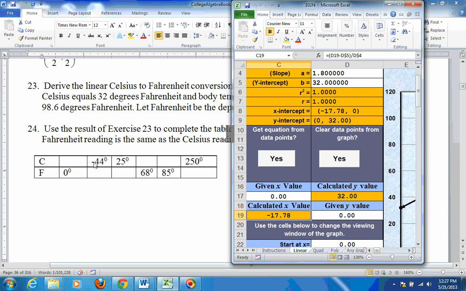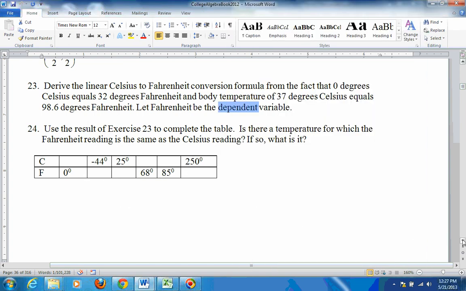Here, put negative 44 in for the x variable. Put negative 44 in for x, you get negative 47. And you can just do these as you needed to. These would be your x values you're substituting in, these are the y values you're substituting in.